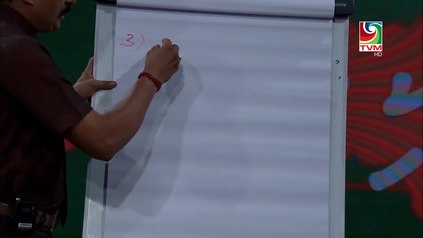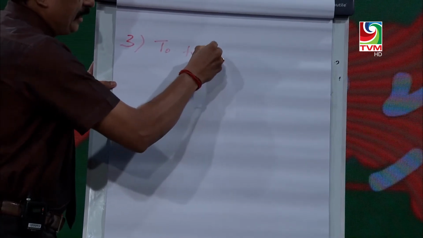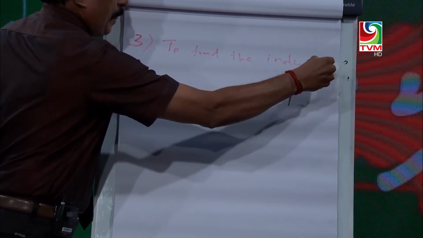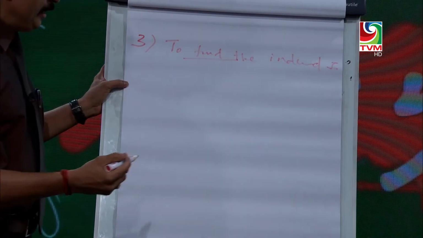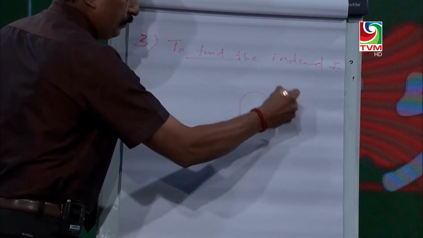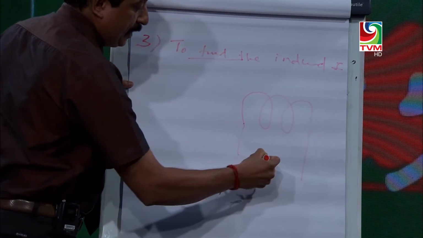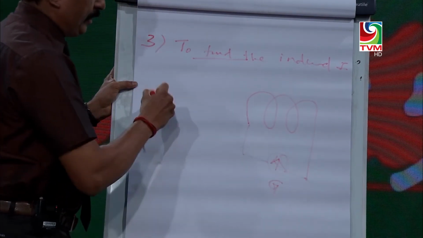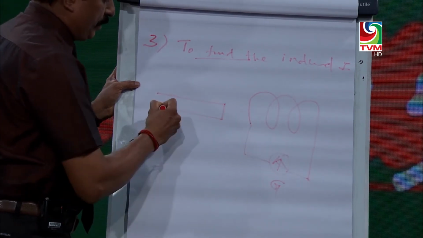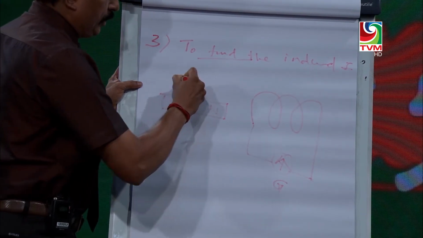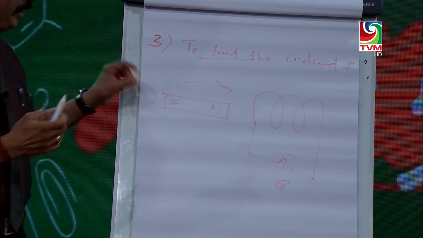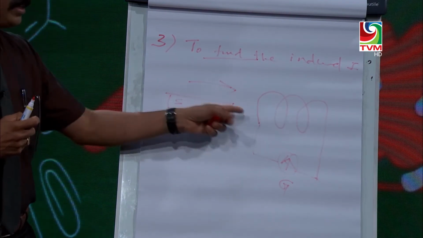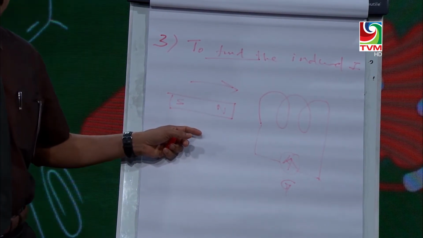of the right-hand grip rule is to find the induced current. Here, say for example, this is a solenoid which is connected to a center zero galvanometer. This is a magnet, north, south, and you are pushing the magnet. That is electromagnetic induction. When you push the magnet inside, the magnetic field lines are cut by the coil and an EMF is induced in the coil, and the induced current flows through the coil.